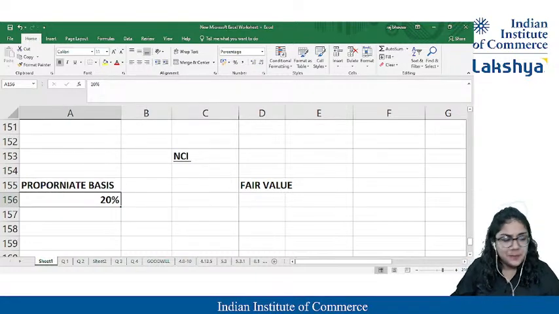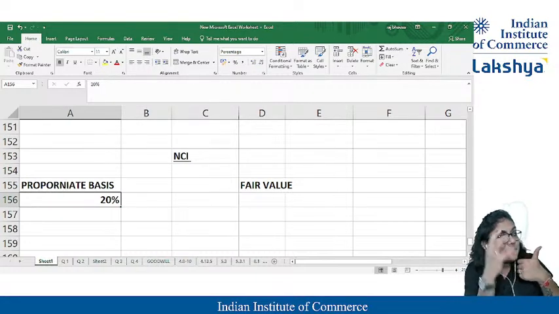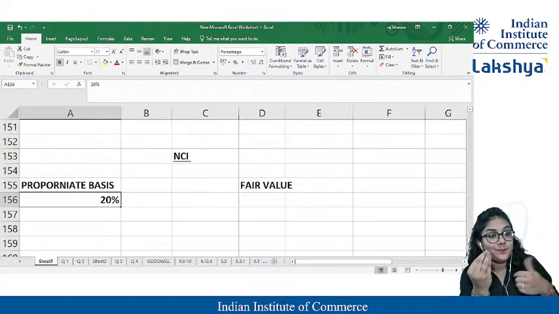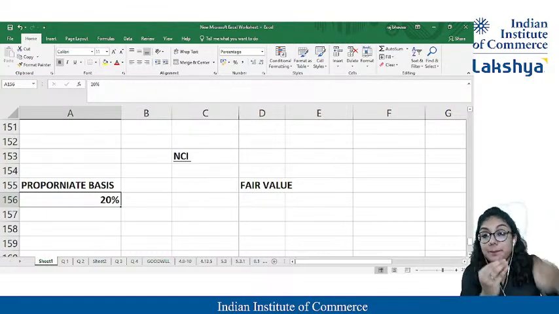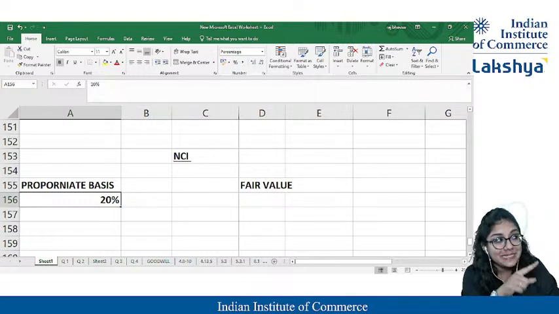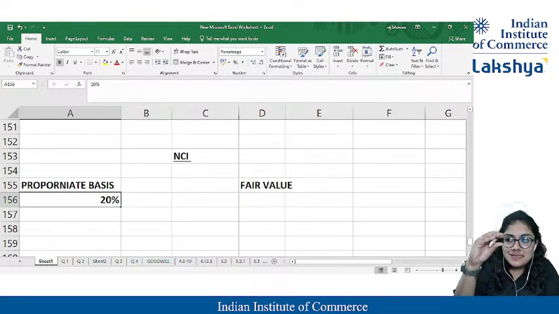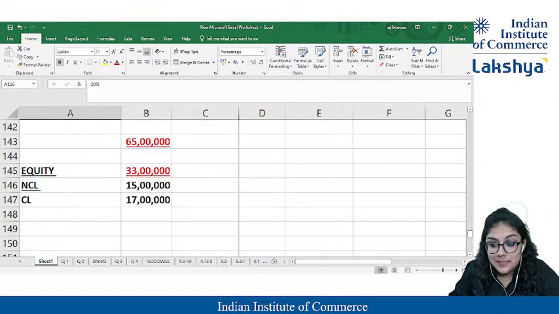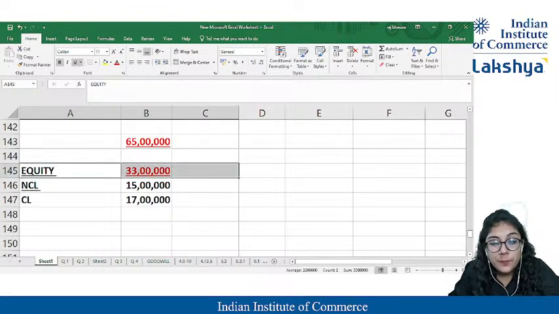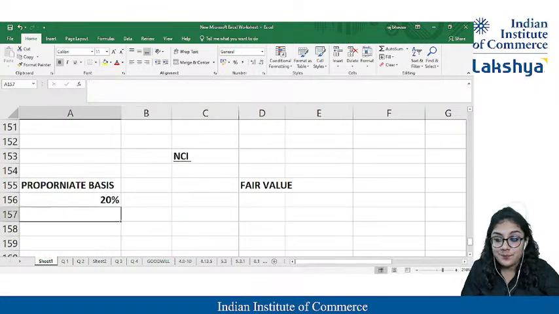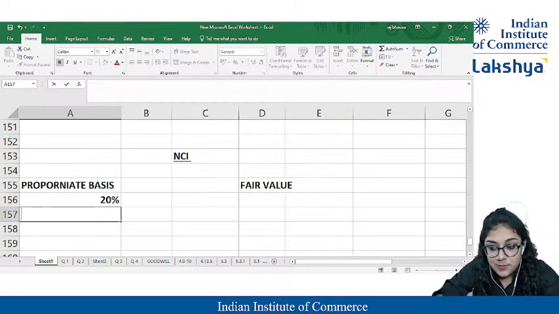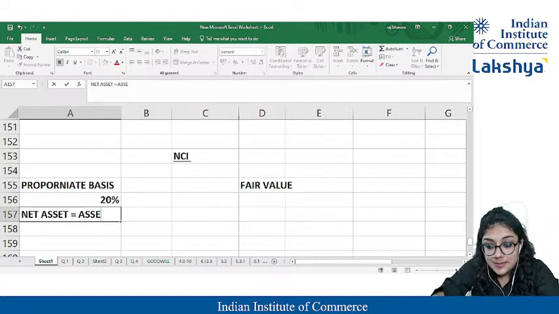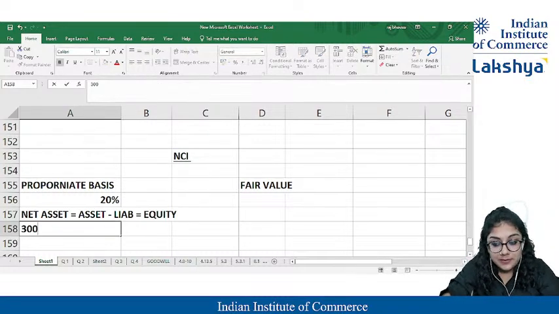I have to find out in that company what is the portion of NCI which the NCI has to make a payment for. For example, if that company is having assets minus outside liability, the net assets, in the question it is given the net assets, which is equal to equity, is 33 lakhs. Net assets is equal to assets minus liability, so it will be equal to the equity portion. So suppose that is 33 lakhs.